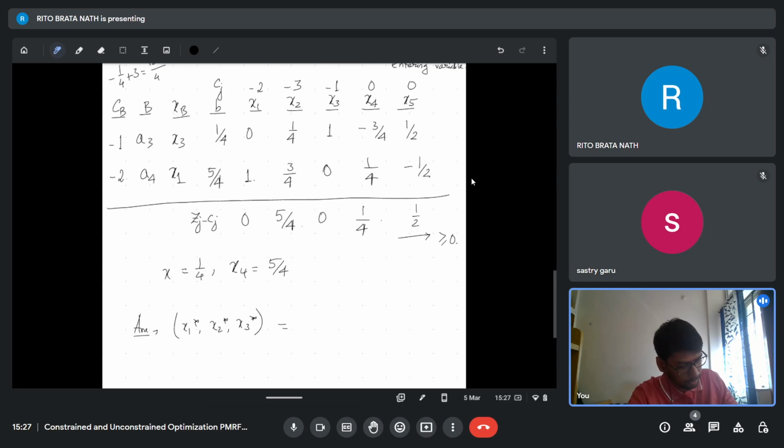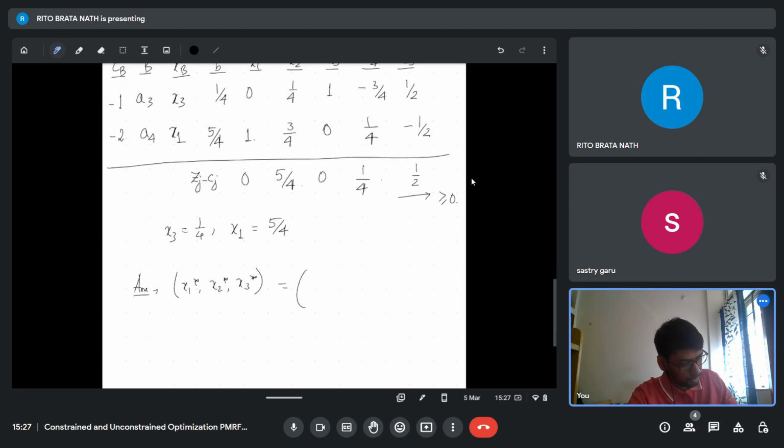So x3 equals 1/4 and x1 equals 5 by 4. So this is 5 by 4. So x2 will be 0, right? And this is 0, this is 1/4. Yeah, so which option had this? I think option B. Yeah, so B is the correct answer.